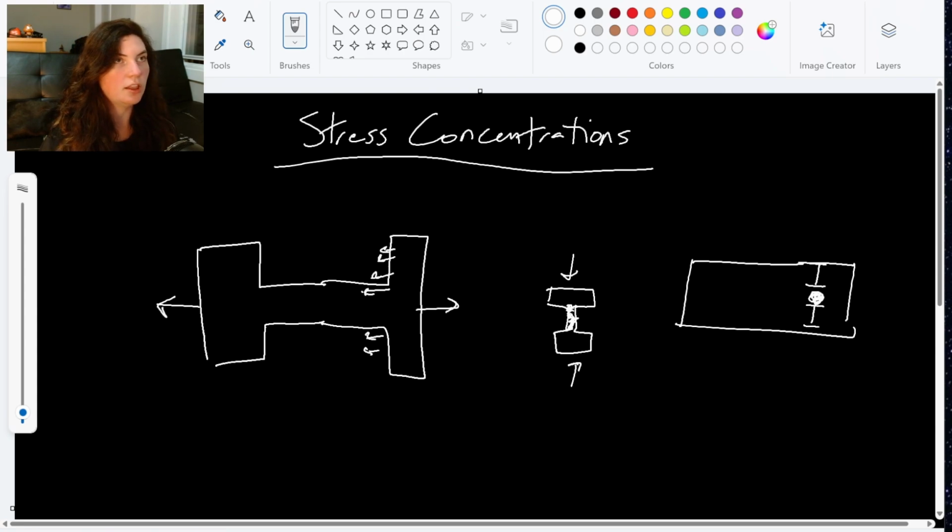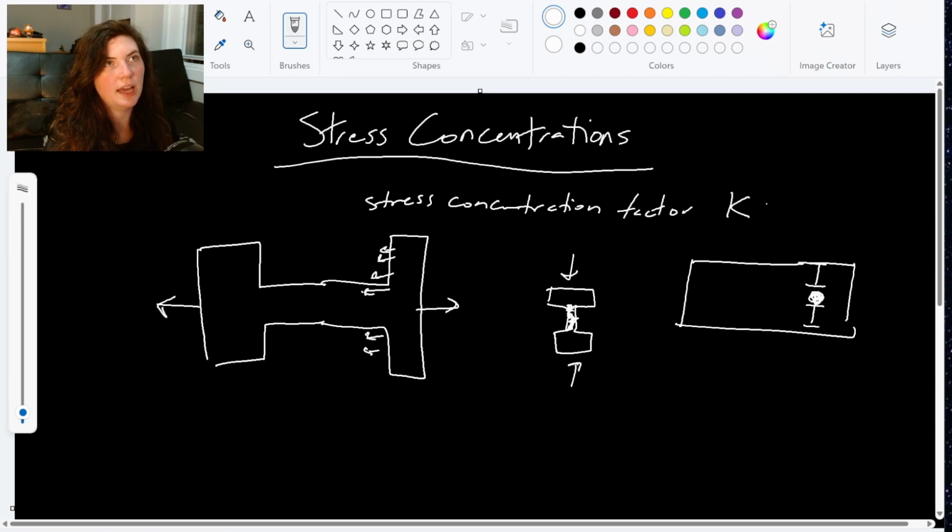And the way we can deal with that is by using stress concentration factors. A stress concentration factor, I guess I could write it out, stress concentration factor, we usually use this symbol K. And it's just an arbitrary symbol, but we say K is the maximum normal stress in that axially loaded member over the average stress.